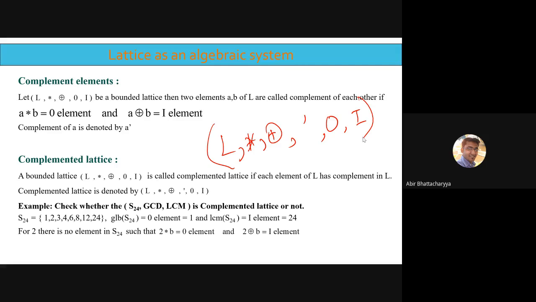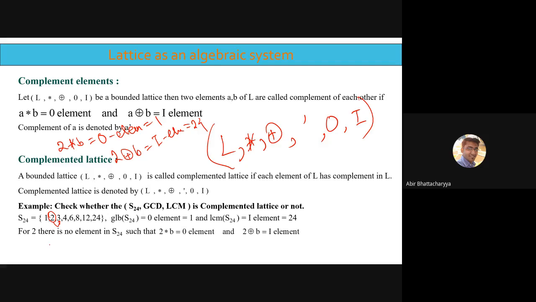No, it's not a complemented lattice, because 2 is an element whose complement does not exist. You may ask me, so why? Because there is no such element inside S24 such that I can write 2 star B equals 0 element, that is 1, and 2 plus circle B equals the I element, that means 24. Let's check any element inside this. I am checking for 2, let's take 3.